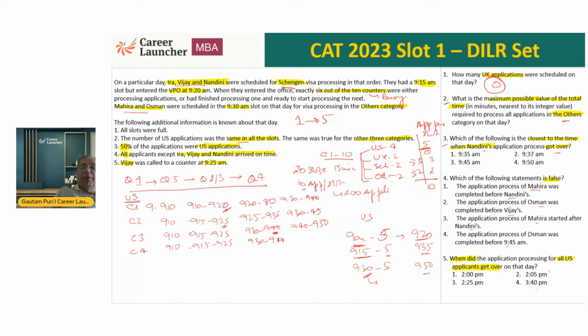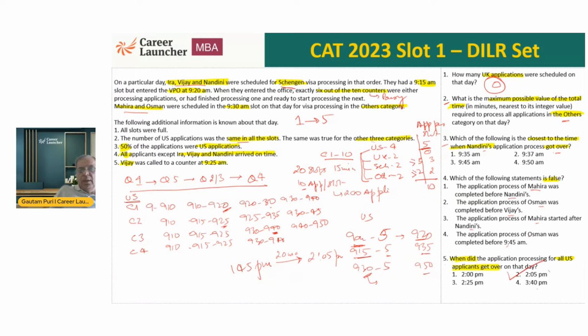What does this mean? When is the last slot going to come? The last slot will come at 1:45 p.m. The last slot people, how much time will it take the counters to finish processing the visas? 20 minutes. That means their job will be over at 2:05 p.m. 5 minutes extra overall, so that is why the correct answer should be choice 2.